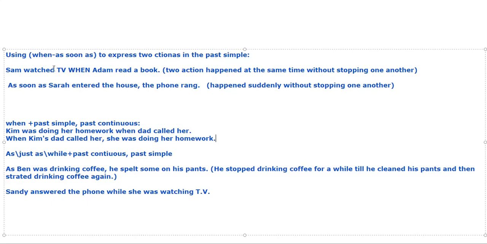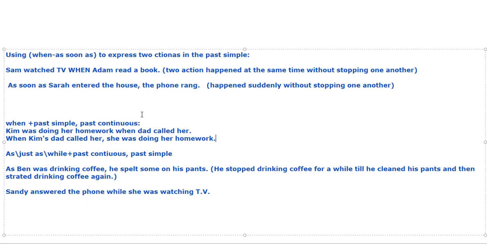All right, let's move to some hints. Sometimes we use when and as soon as to link between two statements in the past simple. When exactly? When these two actions happen at the same time and neither of them interrupts the other. Like: Sam watched TV when Adam read a book. Adam was doing an action and Sam was doing another action, but neither interrupted the other. The two actions happened at the same time.